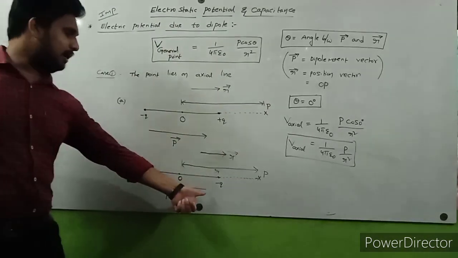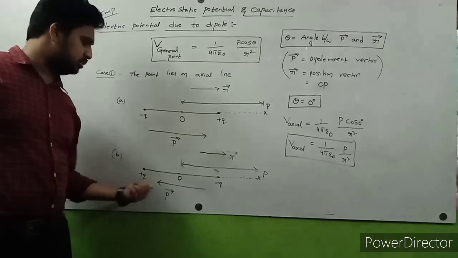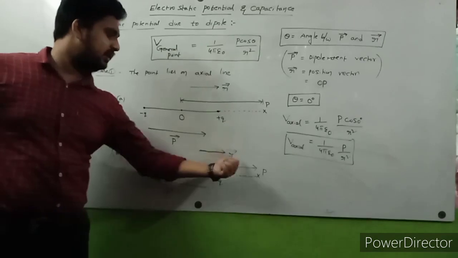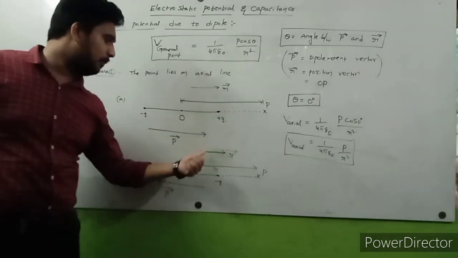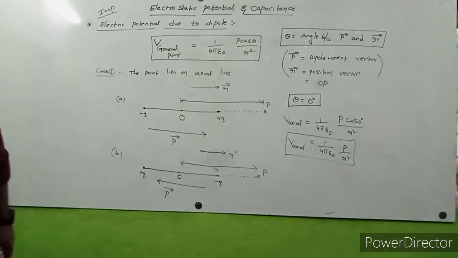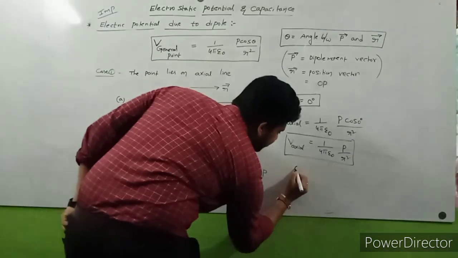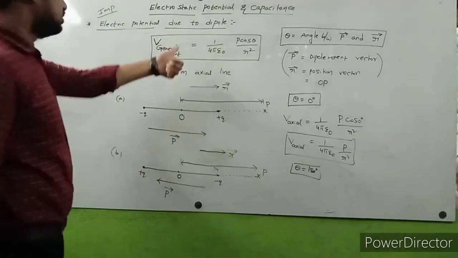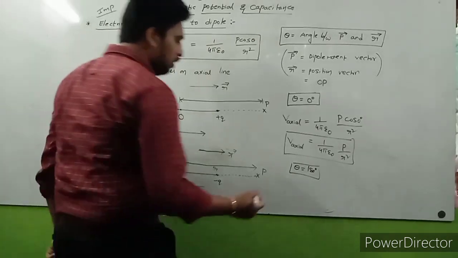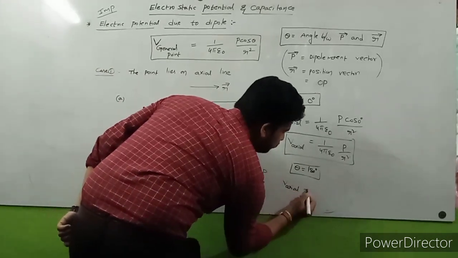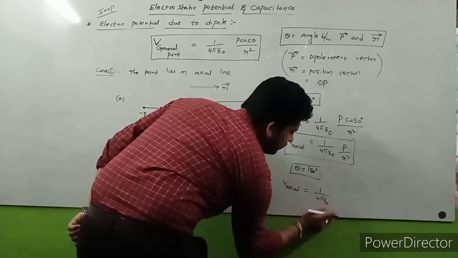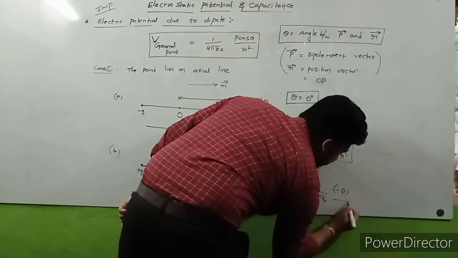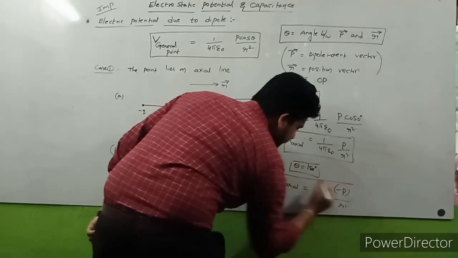Now observe carefully. The dipole moment direction is from negative charge to positive charge, in this direction. And R is the position vector direction, O to P, in this direction. Both are in opposite directions. That means theta is equal to 180 degrees. Substituting theta equal to 180 degrees, V axial is equal to 1 by 4 pi epsilon naught cos 180, which is minus 1, so minus P by R square. So this is the V axial formula.